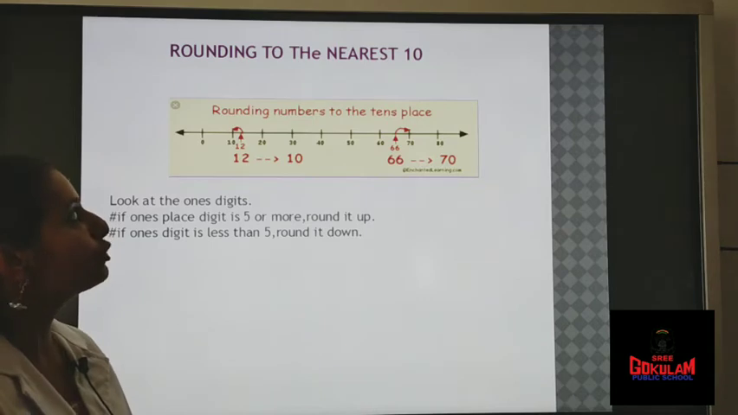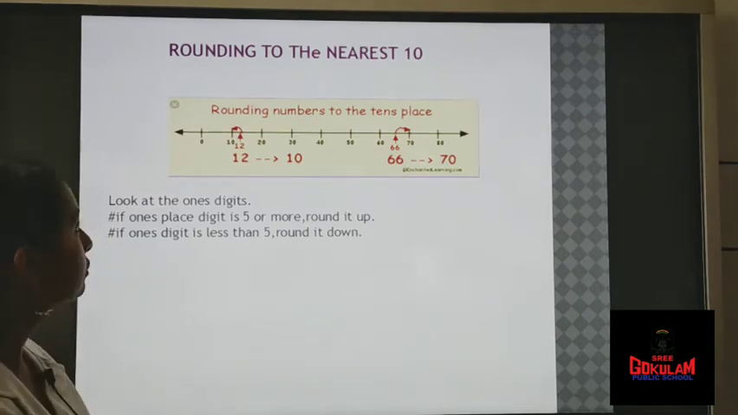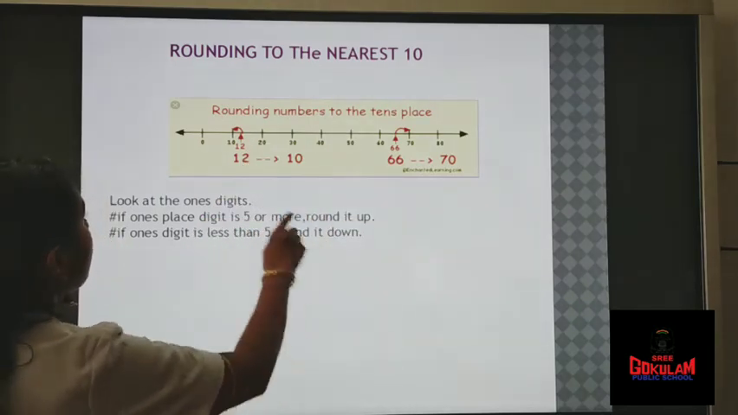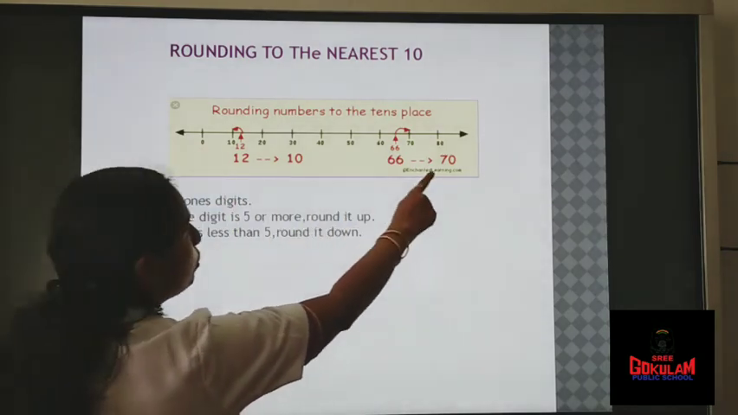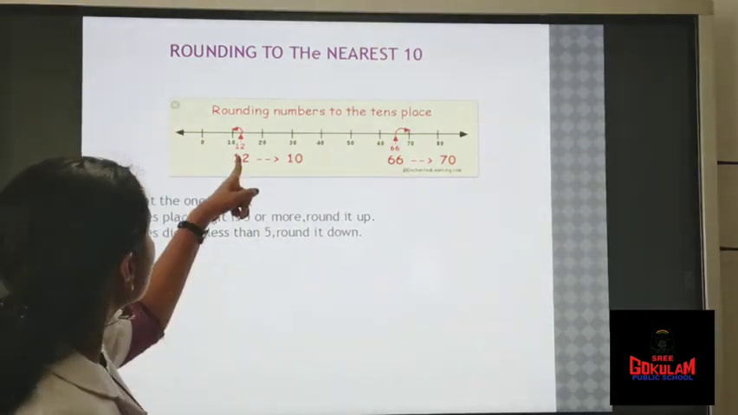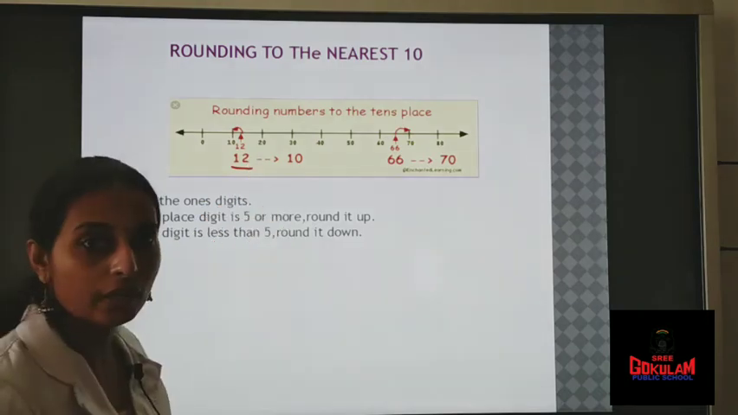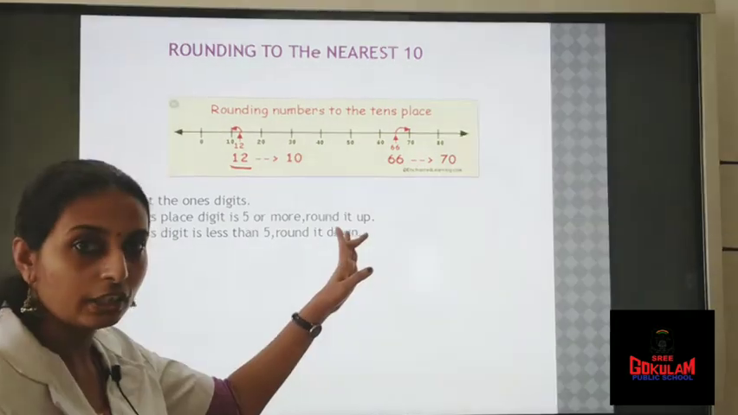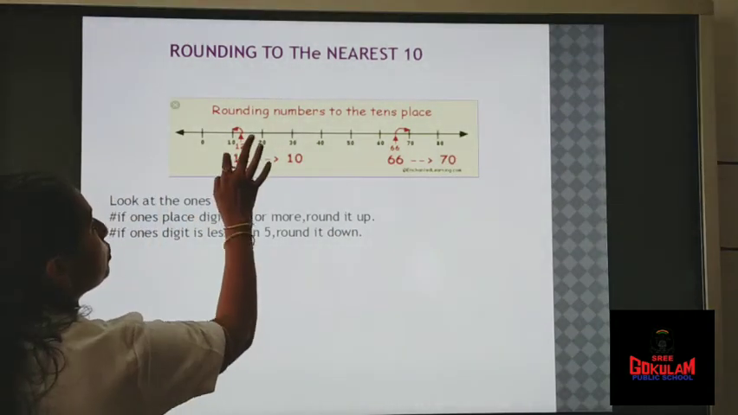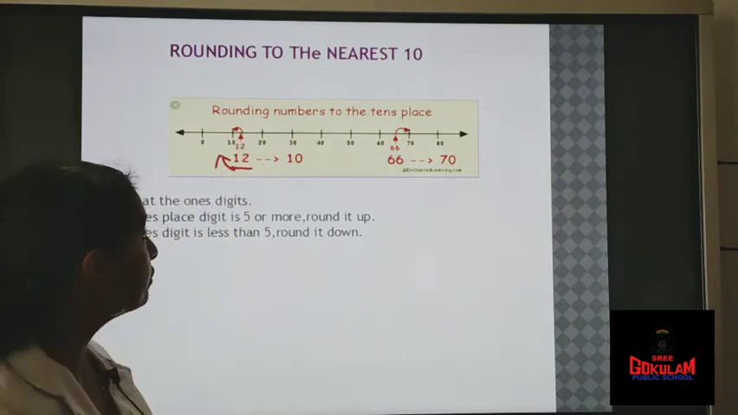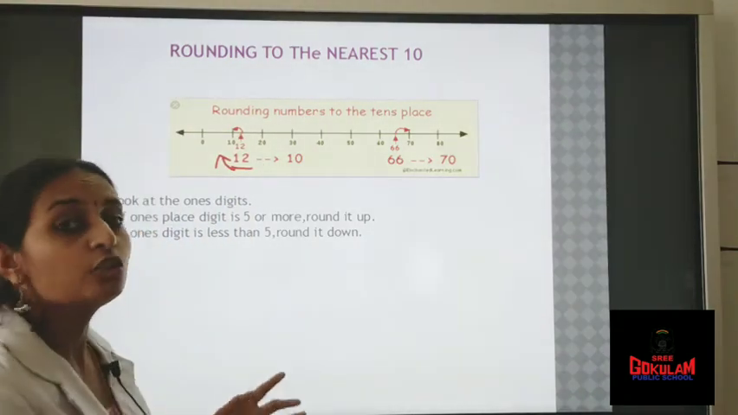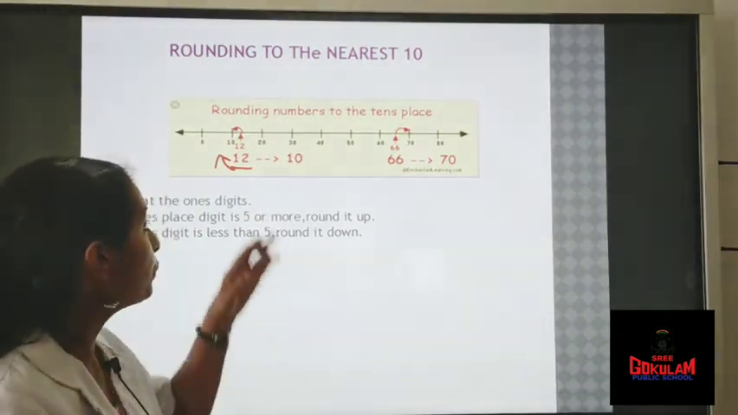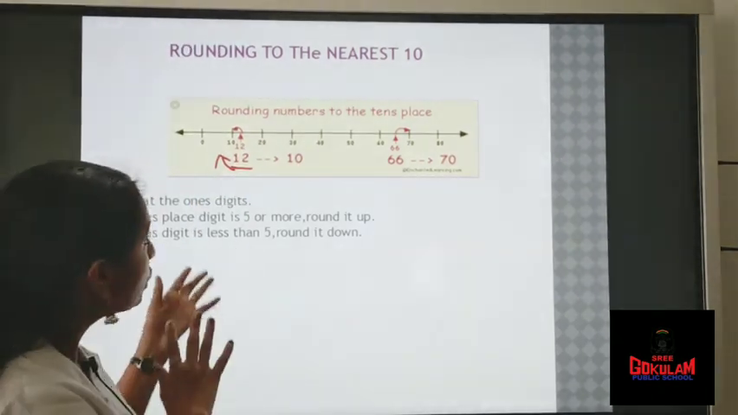First one, rounding to the nearest 10. Here we have a number line for rounding numbers to the tens place, from 1 to 80. The red number shows 12. We know that 12 is in between 10 and 20, but 12 is closer to 10. So we can round 12 to 10.